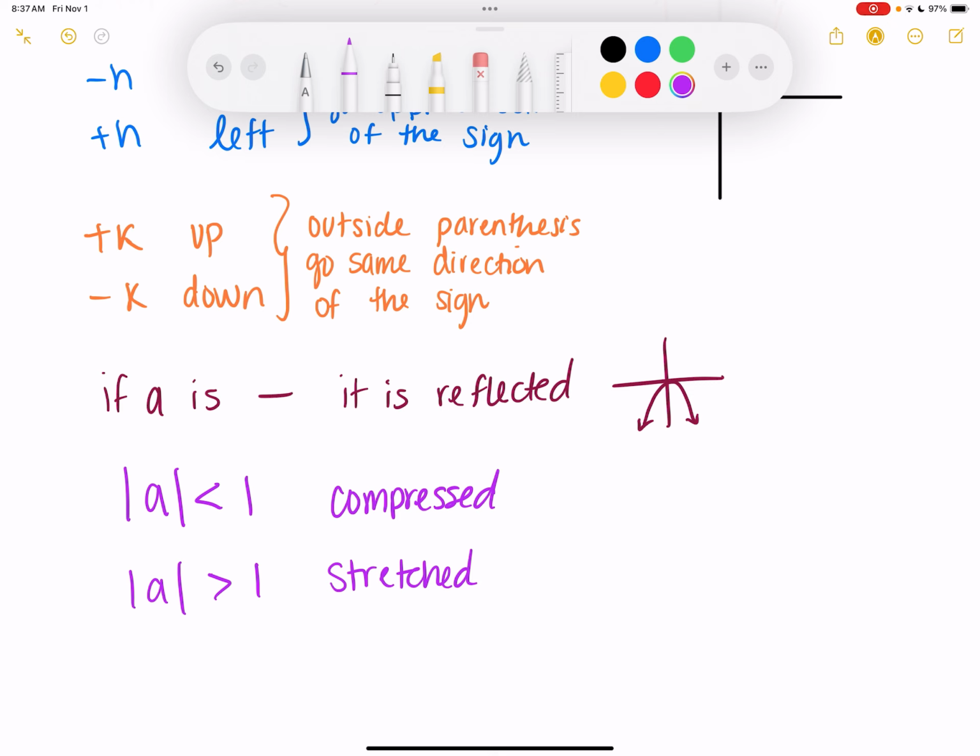So if I had like -3 for a, that's bigger than 1 when I take the absolute value, because that would be 3, so that's stretched. But if I had 0.75, that's less than 1, so it's compressed. So in here, it's like a fraction, decimal, etc. I need my book. Any questions about that before we get started with examples?